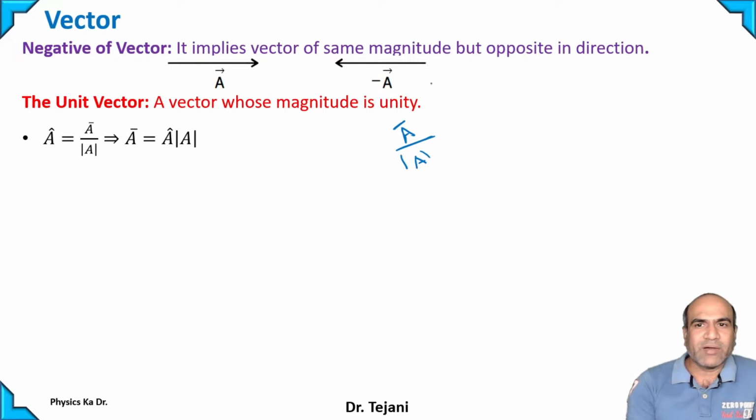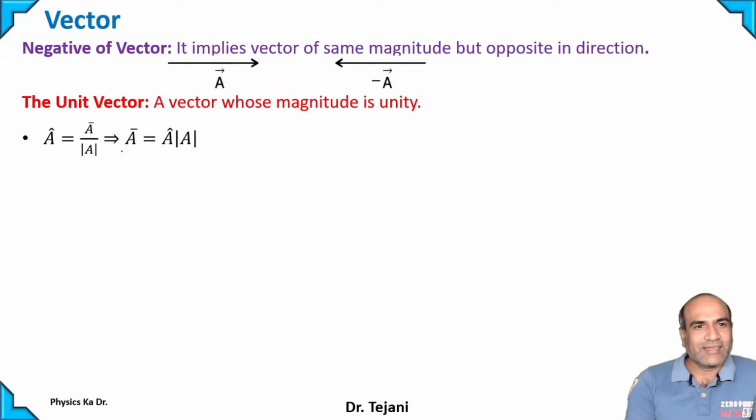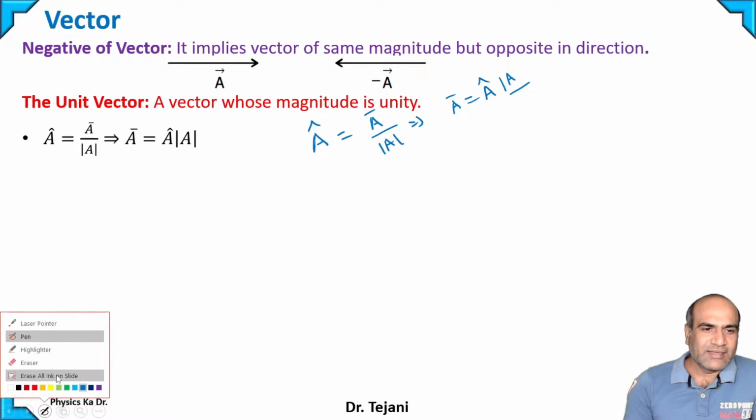A small cap is used to represent its unity or unit vector. Simply you can say a cap, the unit vector, is equal to a bar, that is the full vector, divided by its mode. Or we can write also a bar is equal to its magnitude multiplied by a cap. Like that we can work out. Let's move.